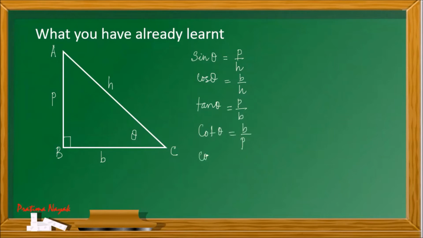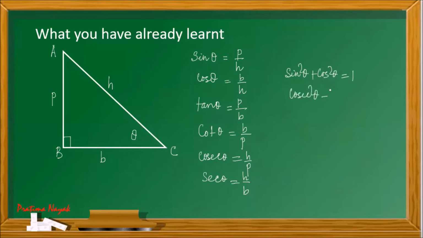You know cosec theta is equal to H by P, and sec theta is equal to H by B. You have read this in class 10. You have read sine square theta plus cos square theta is equal to 1. You can get other relations from it. You know that cosec square theta minus cot square theta is equal to again 1, and sec square theta minus tan square theta is also 1.